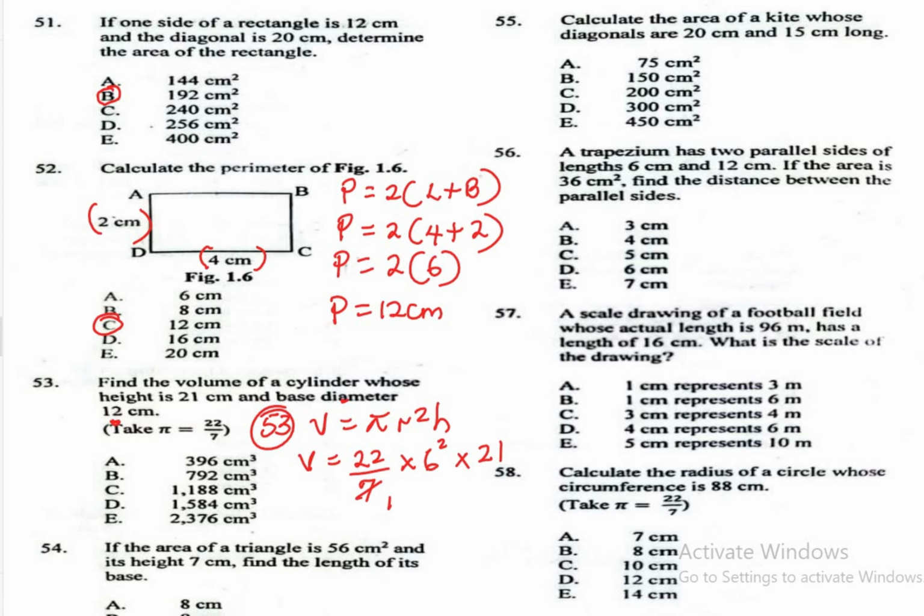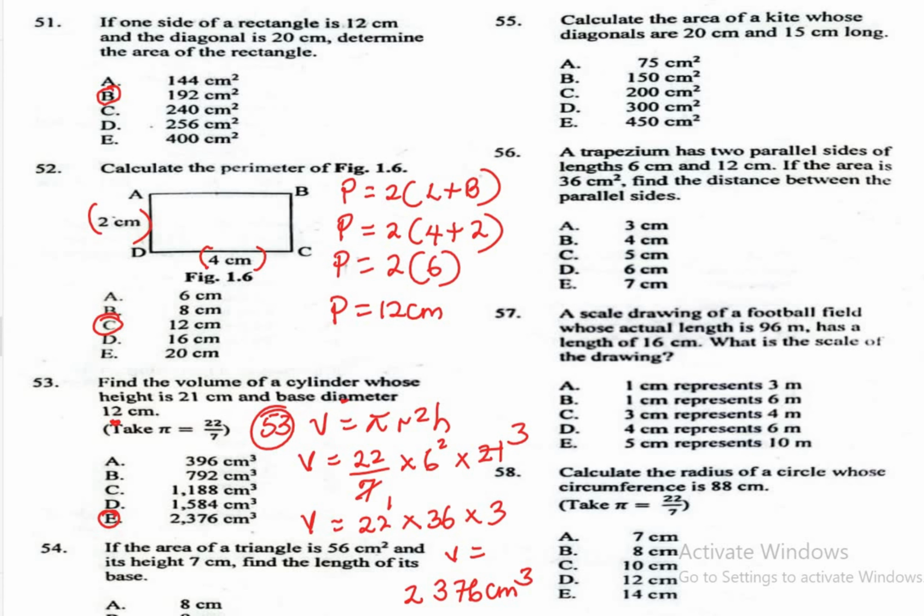7 into 21 is what? 3. So volume is 22 times 6 square, which is 6 times 6, which is 36, times 3. Volume is equal to 22 times 36 times 3, which is going to give us 2,376 centimeter cube, which is option E.